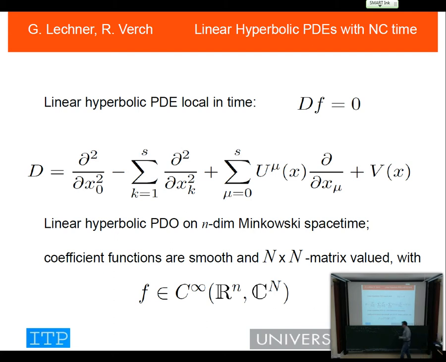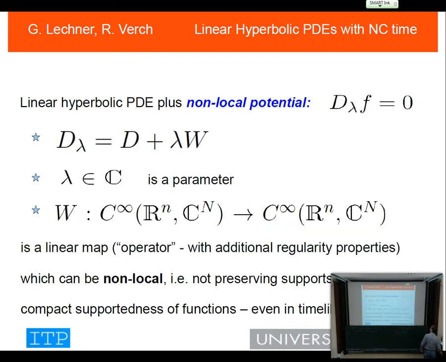And okay, now what we want to do is something different. So we consider a linear hyperbolic partial differential equation plus a non-local potential. So we have D as before. That's the nice hyperbolic partial differential operator. And we add some term there called lambda times W. So this lambda is a parameter, which I will tell you about later.